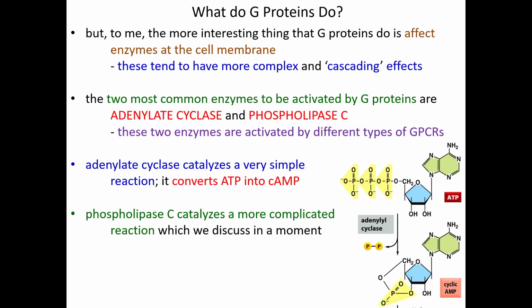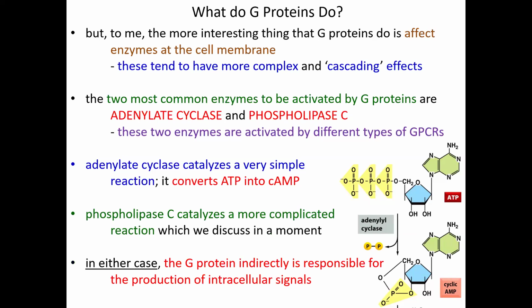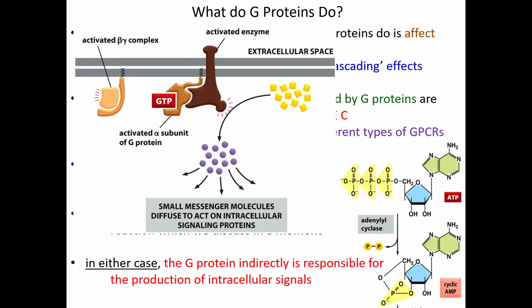Phospholipase C catalyzes a more complicated reaction, which we'll talk about when we get to that enzyme. In either case, the G protein is indirectly responsible for the production of intracellular signals, and those signals then change the cell's behavior, and the change in cell behavior is in direct response to the message it received at the receptor.